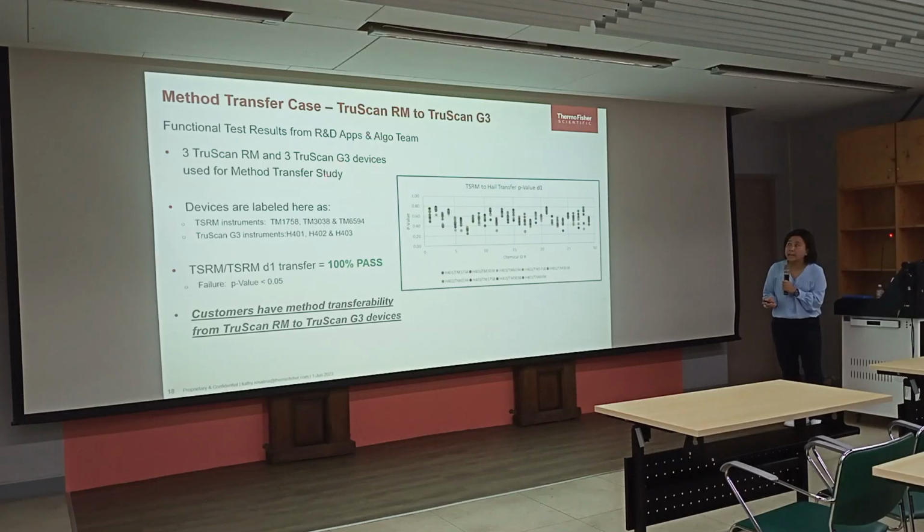And this is something I want to highlight for customers who are currently TruScan RM users. If they want to change to the TruScan G3, the method can easily be transferred from RM to G3. You just download your method. It's like copy and paste: copy the method from the RM and then paste it to the G3. So the method transfer is very easy and fast. You only need to perform very minimal validation when you transfer your method.